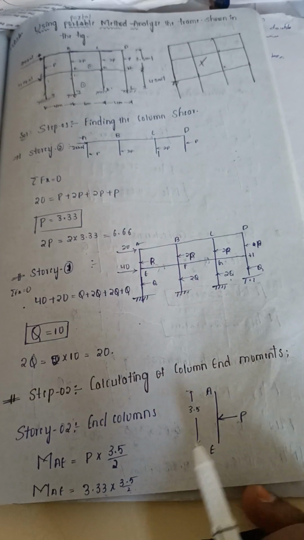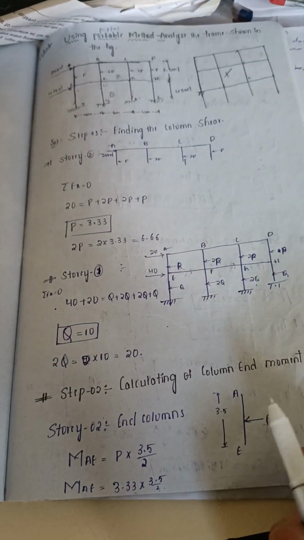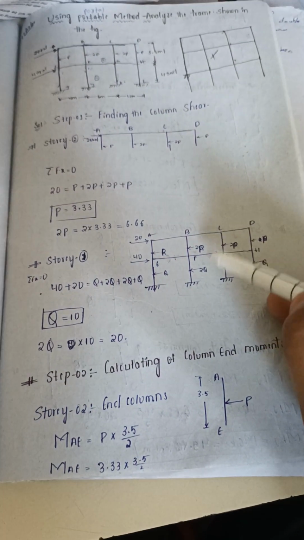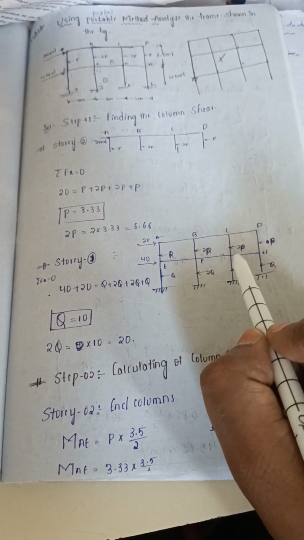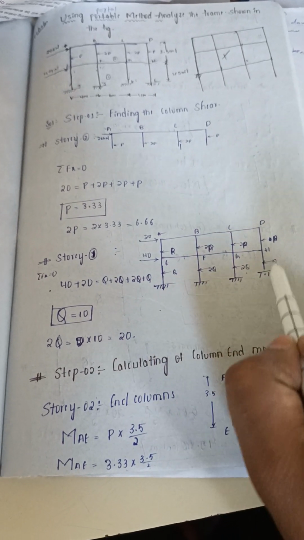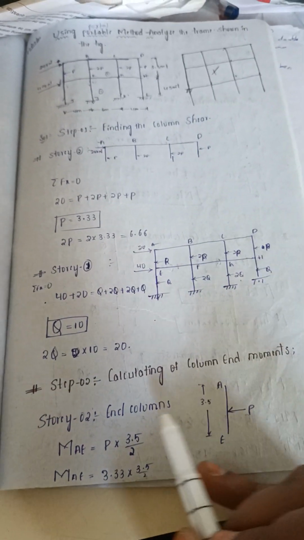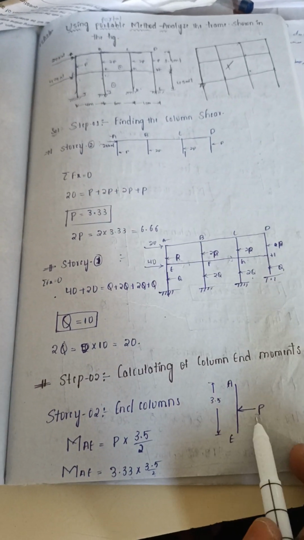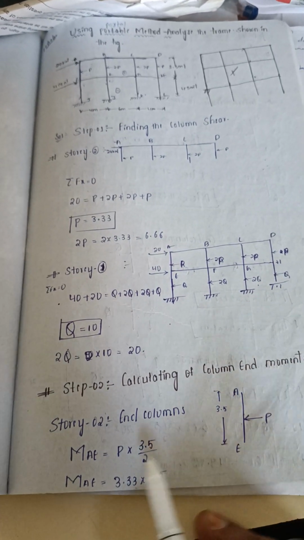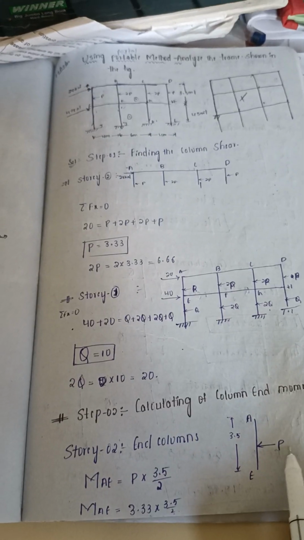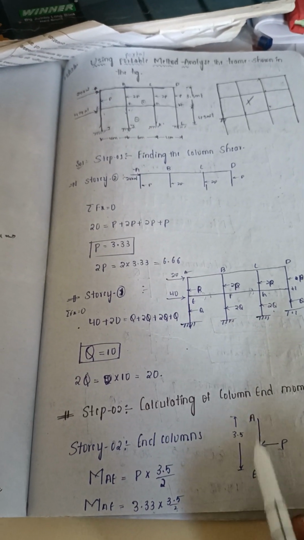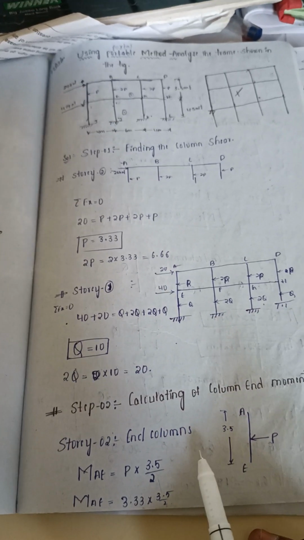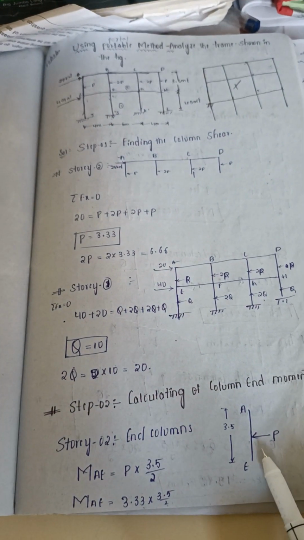Yes. So in step 2, calculating the column end moments. Column end moments means for all the columns we need to calculate the moments. That is, for AE, BF, CG, DH, this column, this column, we need to find the moments using the formula. Suppose AE is there, so here I have shown AE separately, P is there. So MAE equal to P into half of the distance, P into perpendicular distance, that means 3.5 by 2. Similarly, we need not take the external forces here.